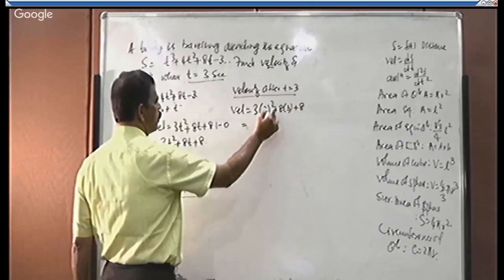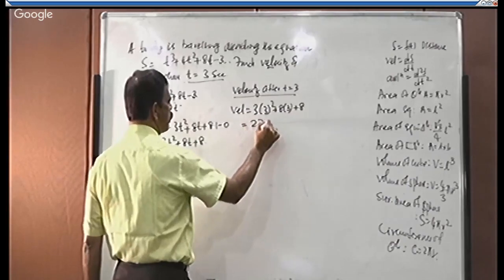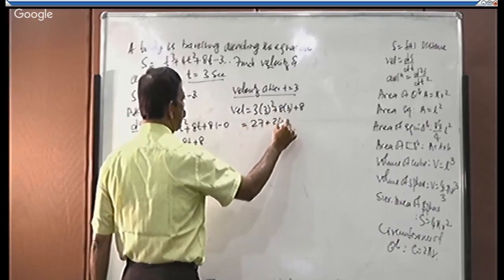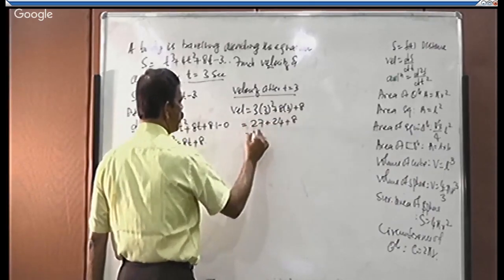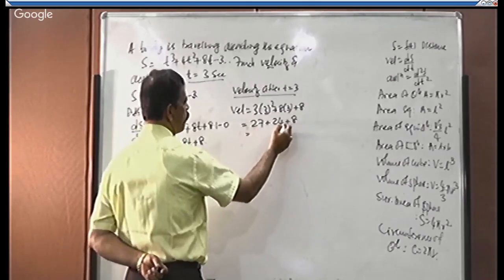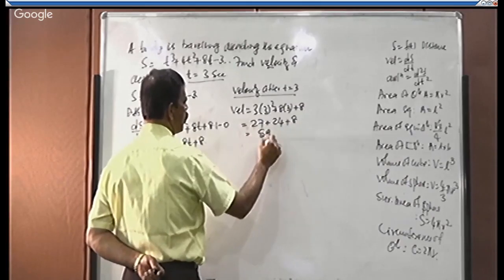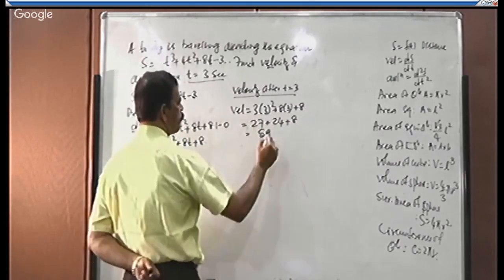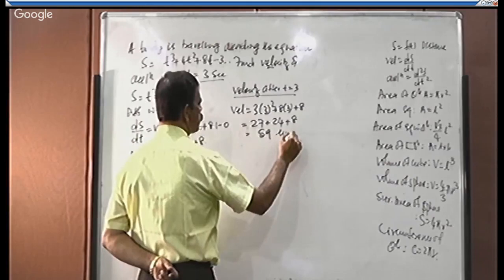3 square 9. 9 into 3, 27. 8 3s are 24 plus 8. Add them. 20 plus 20, 40. 47, 51, 59. Right? 59 units.